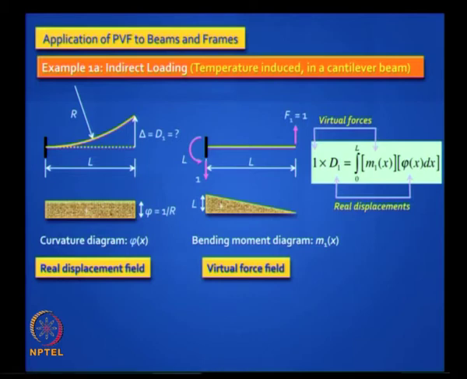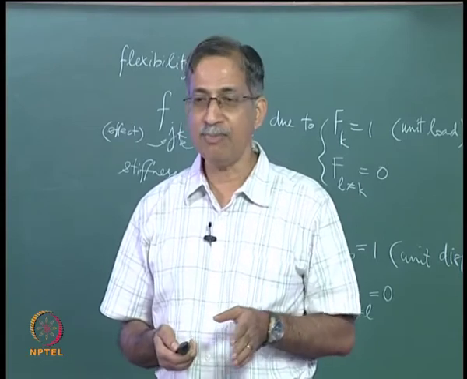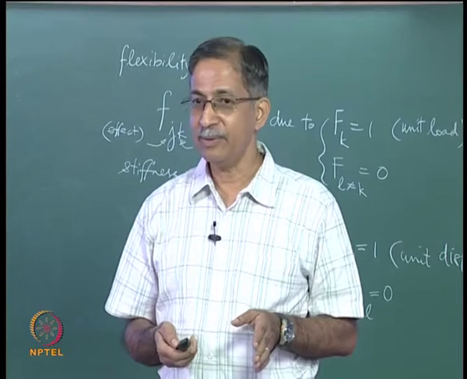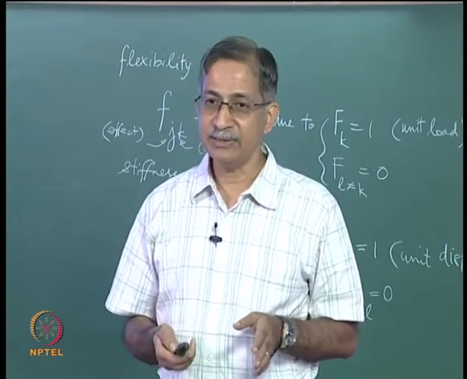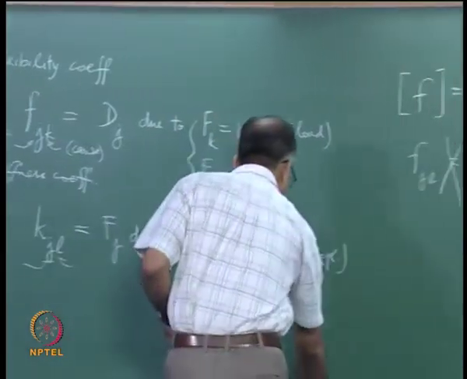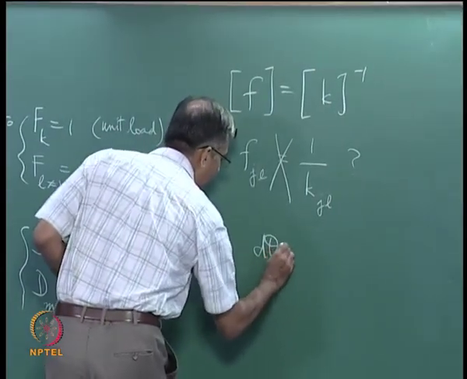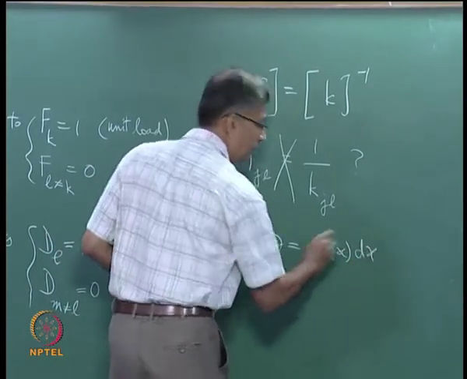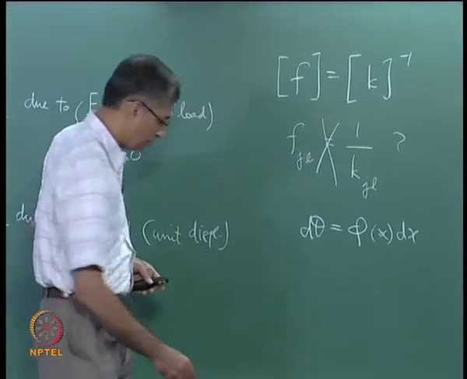The external virtual work is straightforward, 1 into d_j. The internal virtual work is actually a product of moment times rotation, but since the moment is changing from point to point, you need to integrate and you have to find the change in rotation. Change in rotation is given by d theta. D theta is given by curvature, right. So that is what we do.